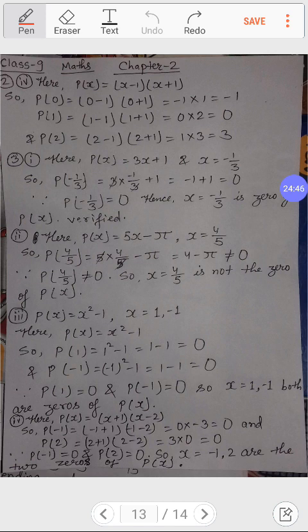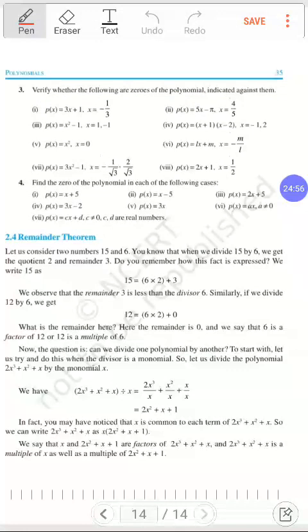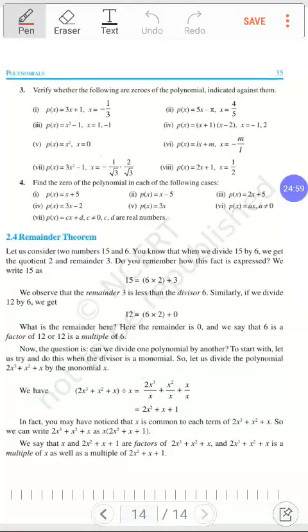Now if you will see question number 3 and 4, it is on the next page. You can see over here: verify whether the following are zeros of the polynomial indicated against them. So here it has been said Px is equal to 3x plus 1 and x is equal to minus 1 by 3. That means if by keeping minus 1 by 3 in place of x, it comes 0, then of course x is equal to minus 1 by 3 is a zero of the polynomial Px, we can write. If it doesn't come, then you can write it is not the zero of the given polynomial.